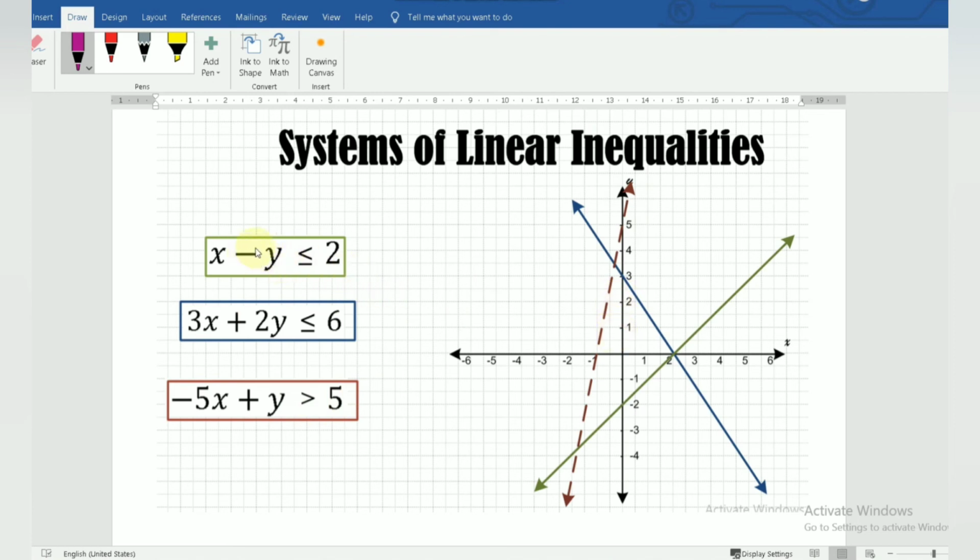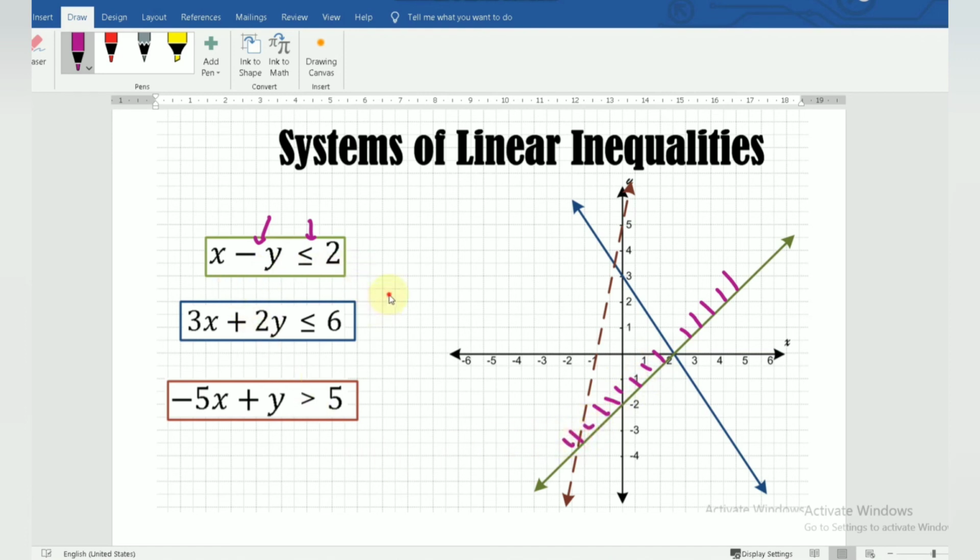So the first one, I don't want to convert this into slope intercept form, so I use the ax plus by plus c form, but be careful since the coefficient of the y is negative and it is less than, it means it has to be the opposite. It must be greater than, above. So it is the area above the green one. So this is how you shade it. This is the first inequality.